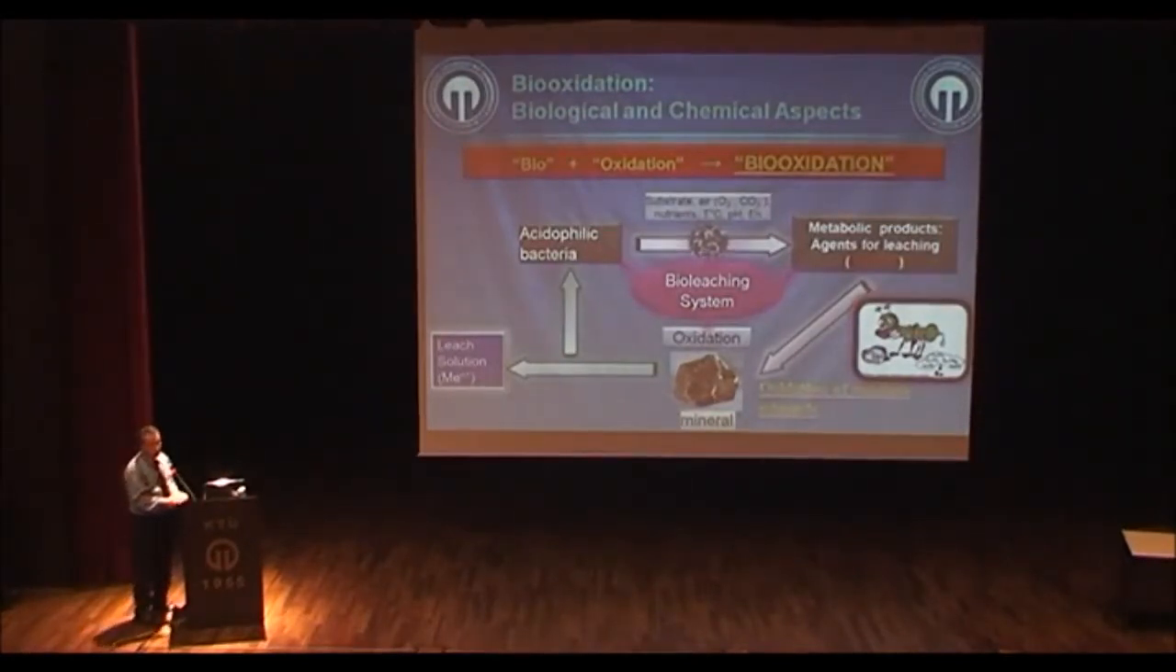In bio-oxidation, there are two aspects: biological aspects and chemical aspects. In other words, there are entities within the system. These are bacteria, and bacteria want to grow under suitable conditions of temperature, air, and pH. They produce metabolic products, which are essentially the leaching agents, and we use them in the leaching or oxidation of the mineral.